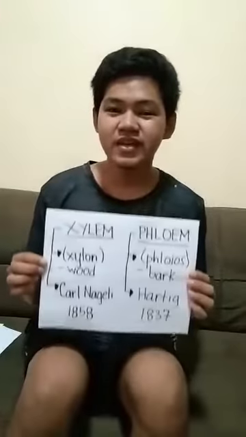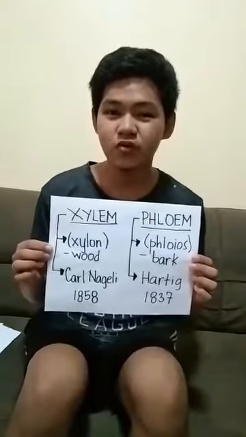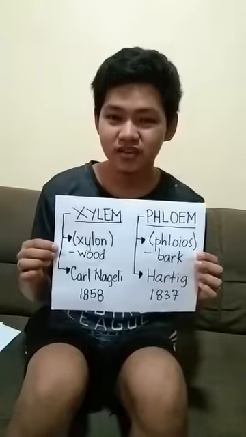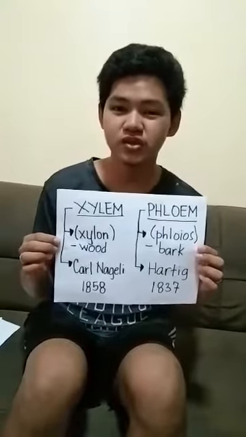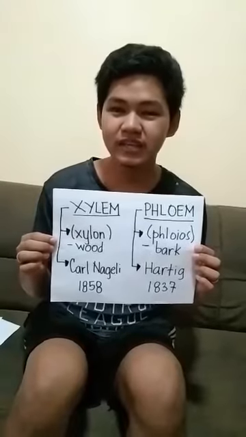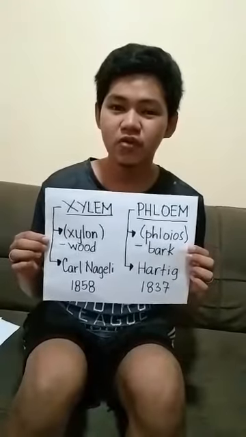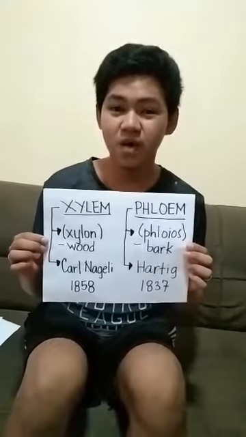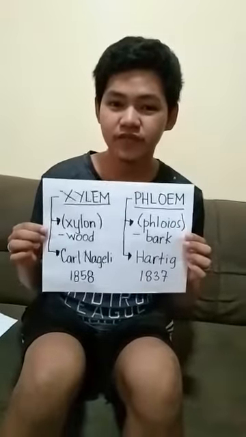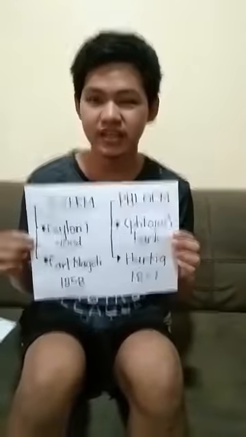Now, xylem is derived from the Greek word xylon, which means wood, and it was first introduced by Carl Nägeli in 1858. Phloem is derived from the Greek word phloios, which means bark, and it was first observed by Hartig in 1837.